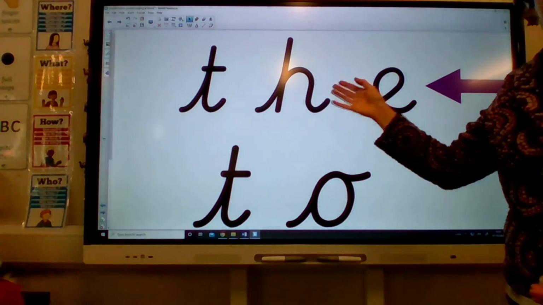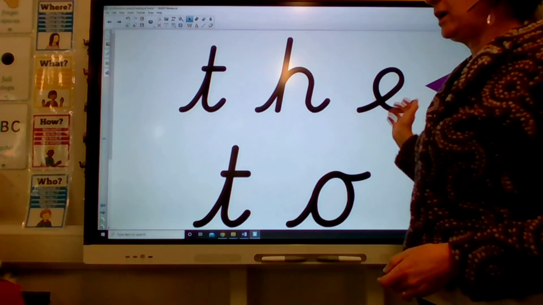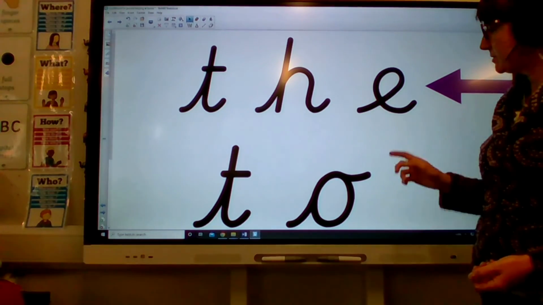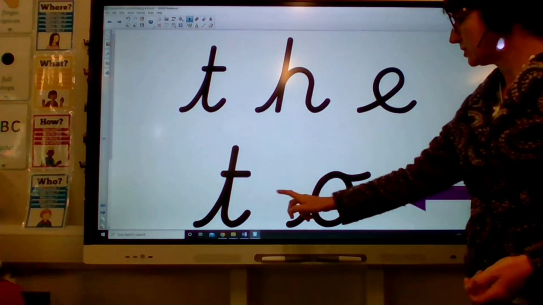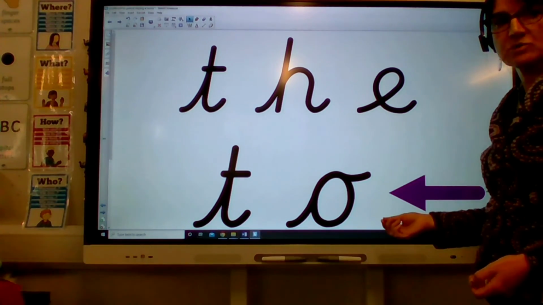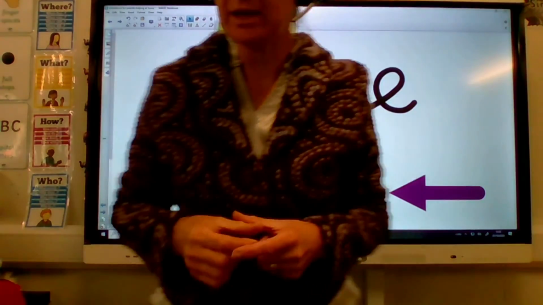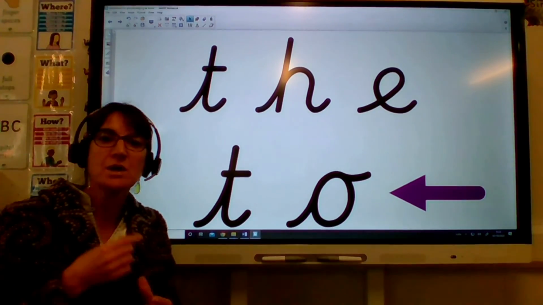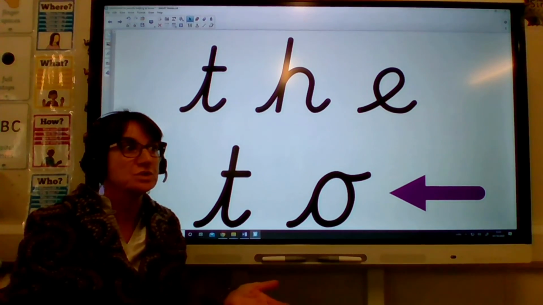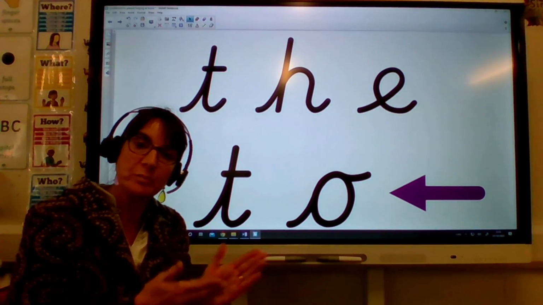Okay, some of the words you can't sound out, you've just got to learn them. So here we have the word the. You can't say t, h, e, and end up with the. Similarly, you can't sound out t, o, and end up with to. You've just got to learn to recognize those. You're starting to get flashcards in your sound tins. So practice those. You could spot them around the house. You could spot them in your favorite storybooks.